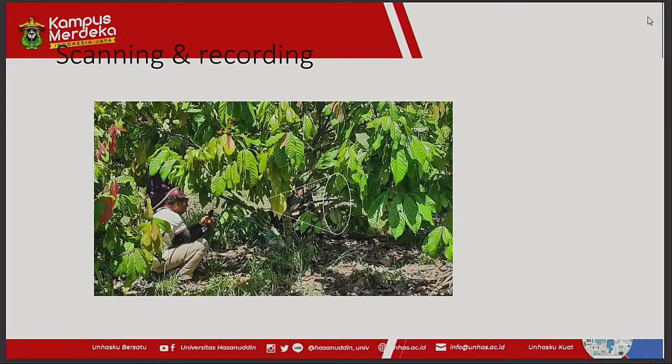So we use a scanning application. We do barcoding. We monitor all parts of the trees. We scan the pods, the leaves, the twigs, and also information related to these trees, and so on. Next, please.